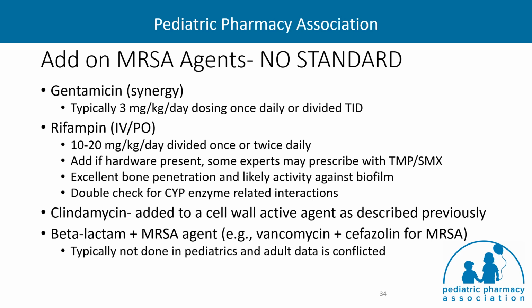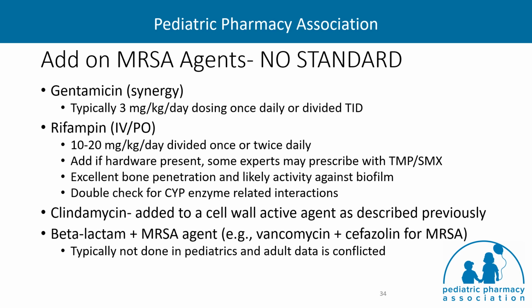Now, other add-on agents you could consider, some of these are listed in the guidelines. Gentamicin could be added for synergy. Rifampin could be given IV or PO, especially if they have some sort of hardware, and some people recommend adding it on to the Bactrim whenever it's used. It does have good bone penetration and activity against biofilm, but always watch your CYP interactions.